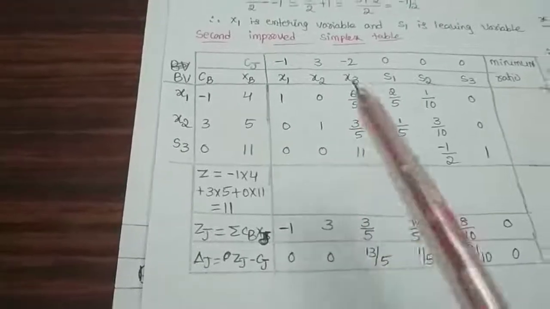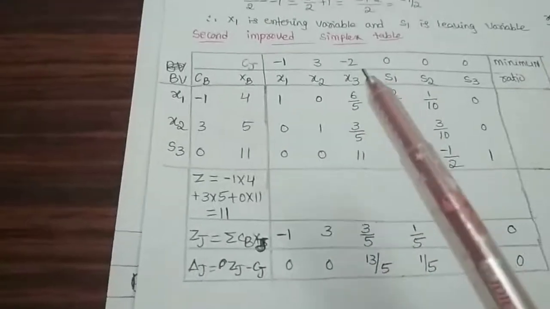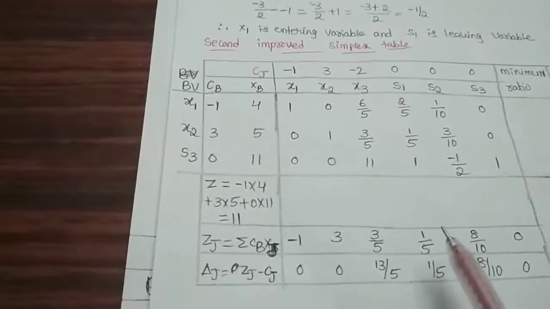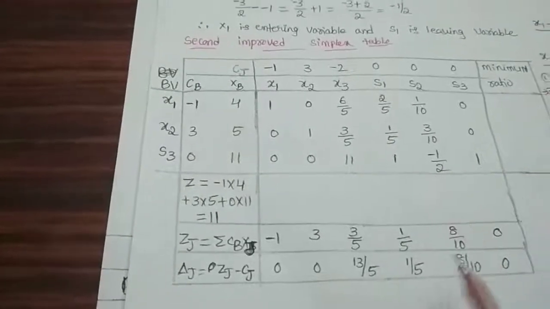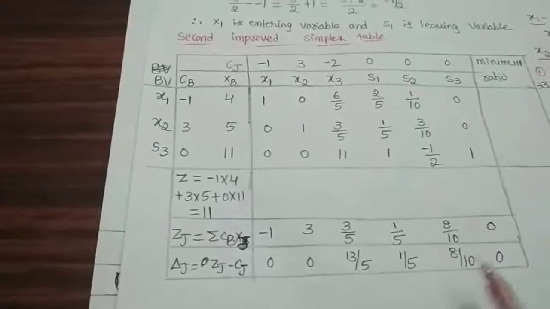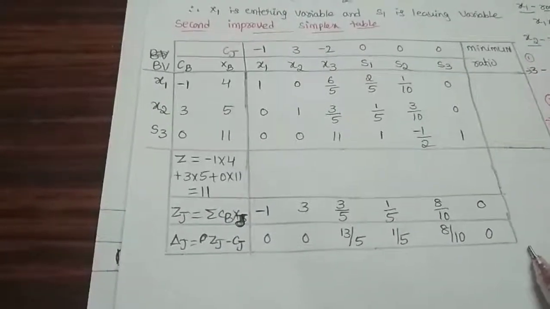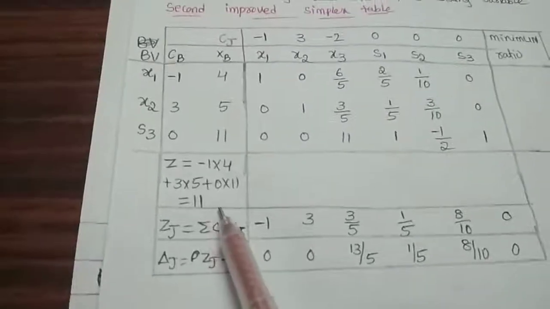Similarly, delta j equals zj minus cj. Minus 1 minus of minus 1, that equals plus 1 0. 3 minus 3 is 0. 3 by 5 minus of minus 2 plus 2, that equals 13 by 5. Next, 1 by 5 minus 0 is 1 by 5, 8 by 10 minus 0 is 8 by 10, 0 minus 0 equals 0. So all values are positive, therefore we consider this the maximum value.